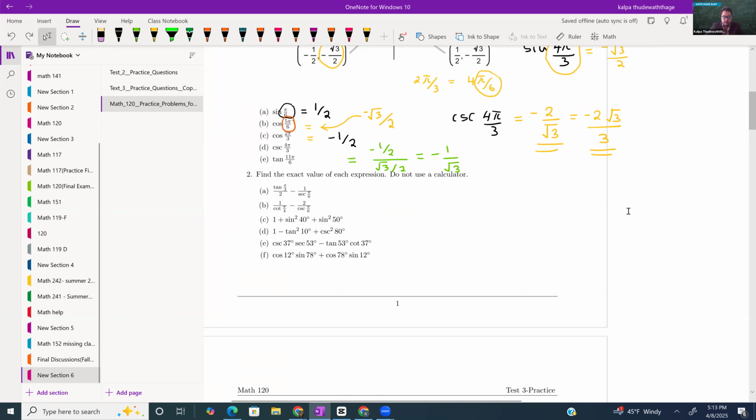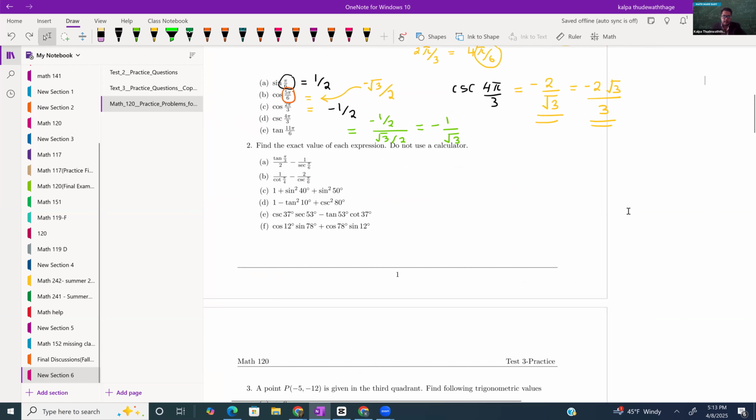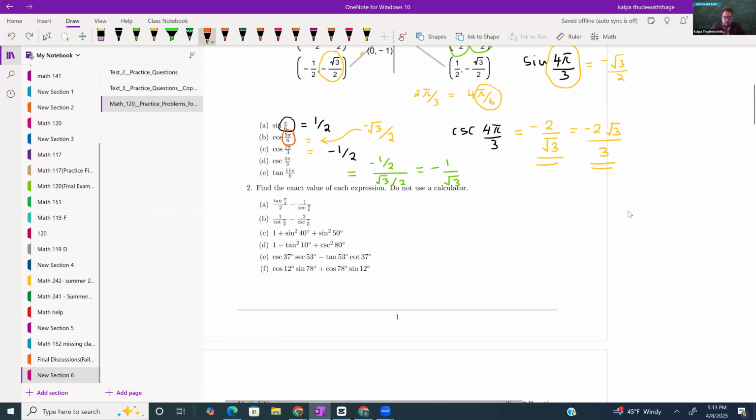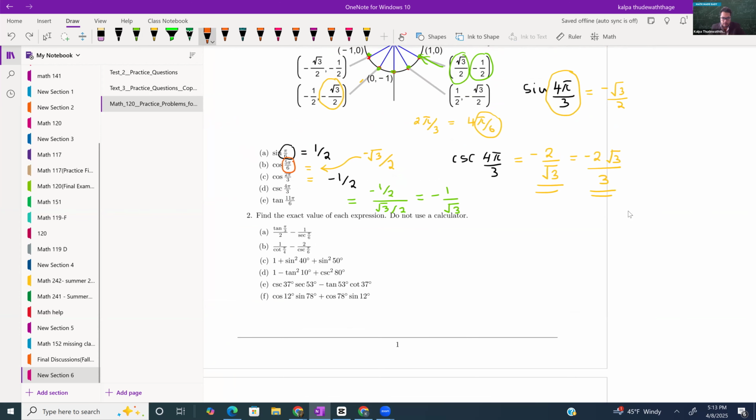So let's go to the second one. In the second question, for the first two, again, you can use the unit circle. I'll remind you how to do the first question, part A. You need tan 5π/3. So please check the unit circle. Tan 5π/3 is root 3 over 2.